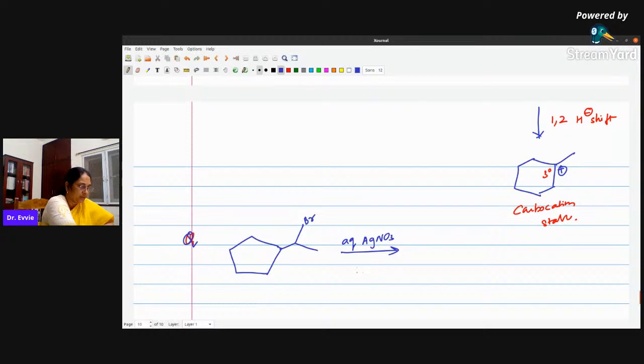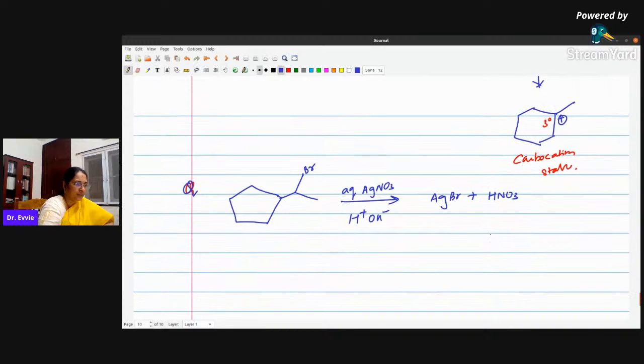Now we know that aqueous AgNO3, AgBr will be forming. The aqueous means you will have H plus and OH minus also. So I will give you the byproducts. The Br will come out forming AgBr, plus NO3 will give you HNO3. So instead of Br, see, H plus is gone, NO3 is gone, and Ag plus is gone.